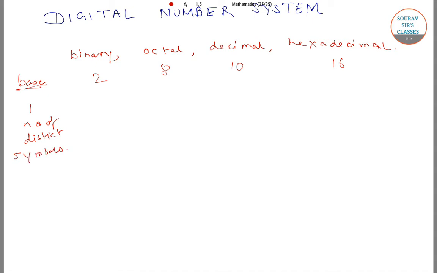For example, in binary system there are only two distinct symbols, 0 and 1. In octal we have 8 distinct symbols, namely 0, 1, 2, 3, 4, 5, 6, 7. In decimal, we have 10 distinct symbols, 0 to 9. In hexadecimal system, we have 16 unique symbols, namely 0 to 9 and A to F.